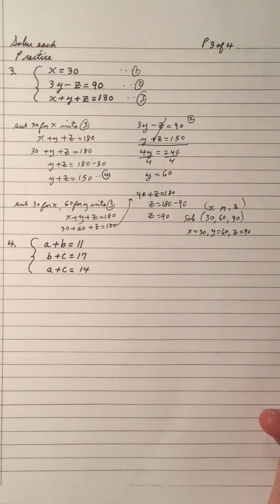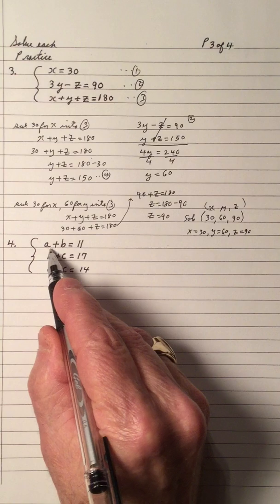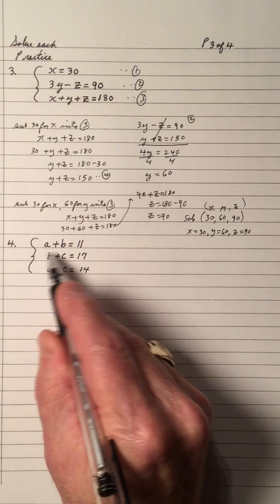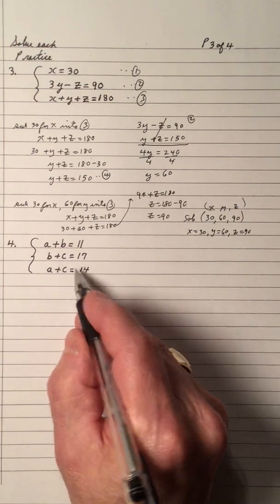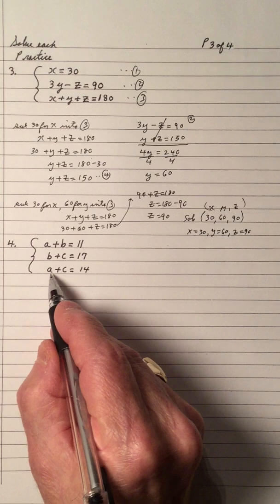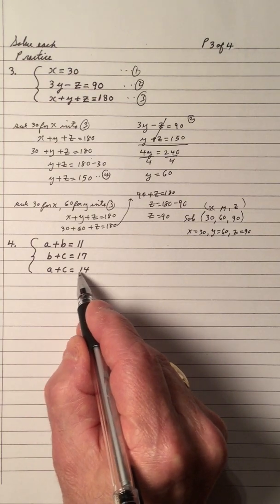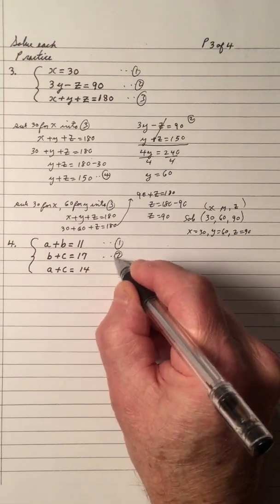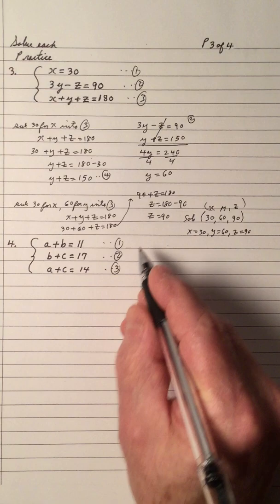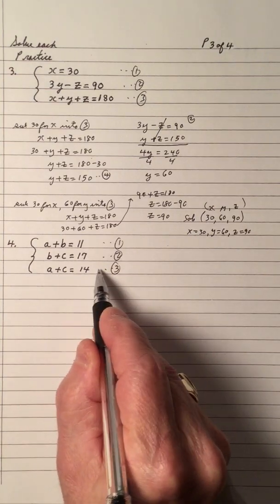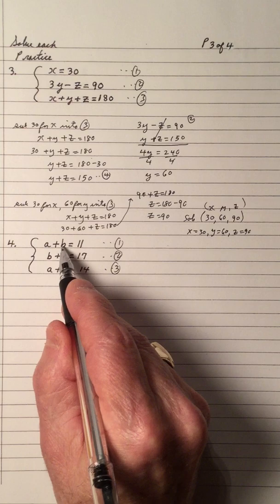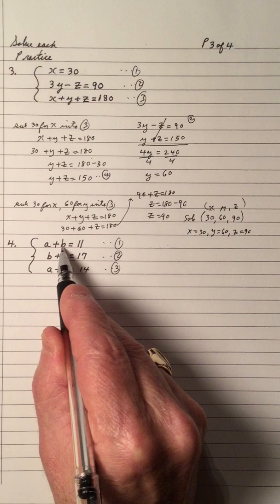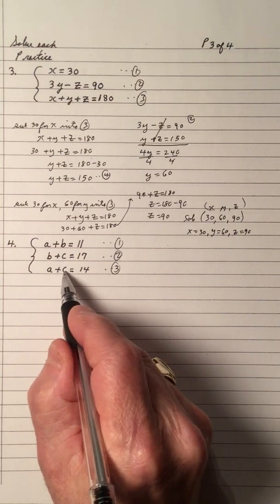So what I'm going to do here, I have A plus B is 11, B plus C is 17, and A plus C is 14. We got to solve this. So notice the third equation has an A and a C. So this number 1, number 2, and number 3 to keep them straight. So if I take equation 1 and equation 2 and eliminate B, then I'll have a new equation with A and C.